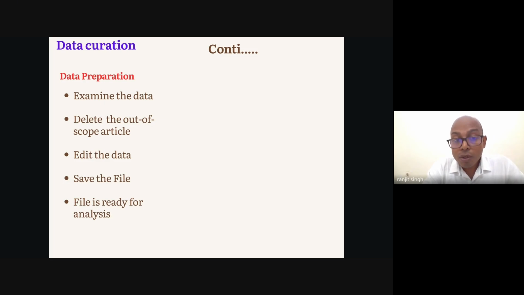So you have to thoroughly edit the data before the analysis. That is necessary. And this is the most important part of the data curation. For example, if you are having 200 articles, I know this is a very hectic process to edit the data, but if you want to publish, you have to do it, because you cannot go with the raw data file, error will be produced. And once you edit the data, save the file. Now the file is ready for the analysis.